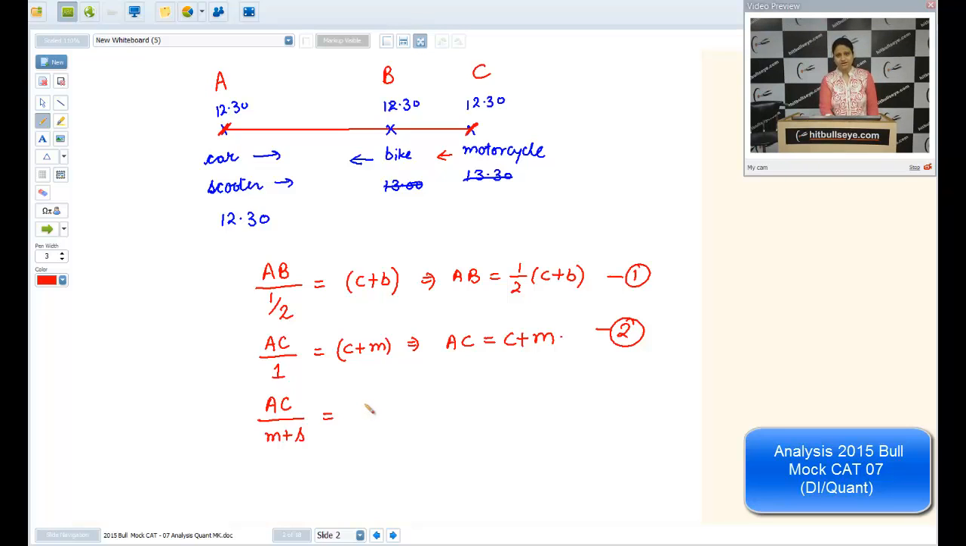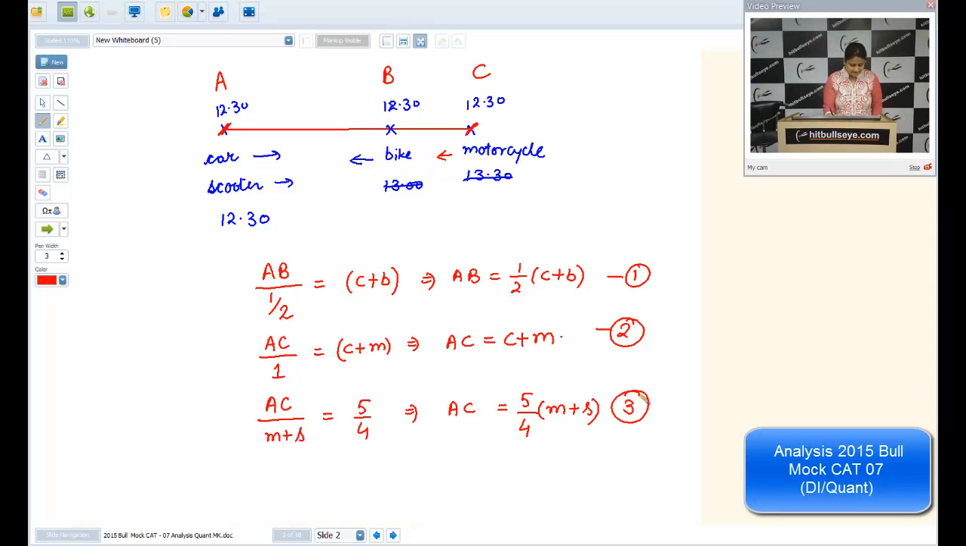So it will be 1 hour complete plus 15 minutes. Now 15 minutes can be written as 1 by 4 hours, so it will be 5 by 4. So the next equation is AC is equal to 5 by 4 times M plus S. That is the third thing.